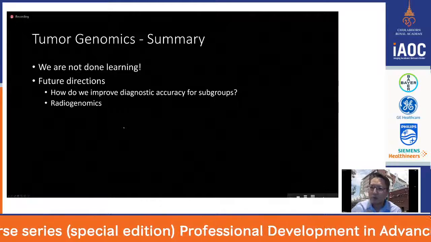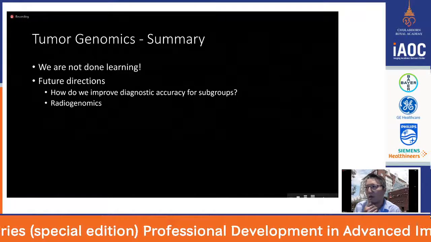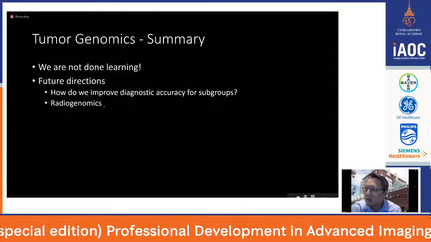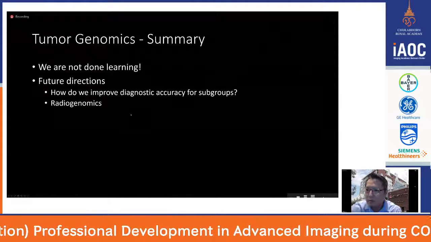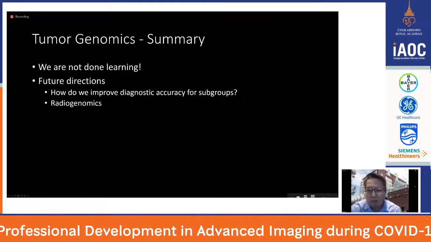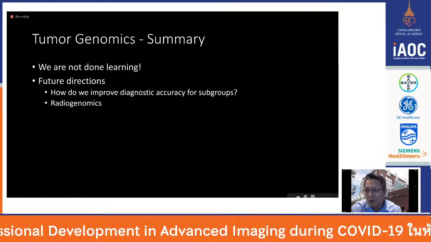And so what are some future directions, especially for radiogenomics? Well, some of the papers with radiogenomics, and there's not a lot in pediatric tumors, just basically deal with conventional imaging. So they're T1, T2, post-contrast, location, right?